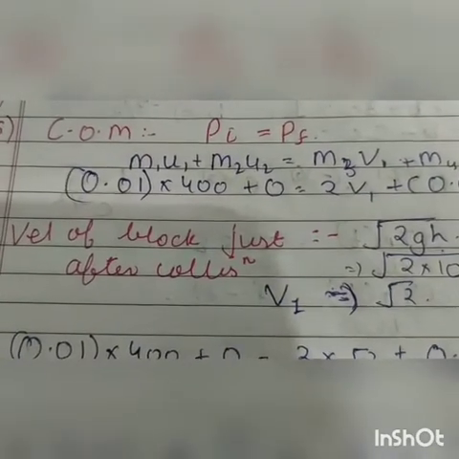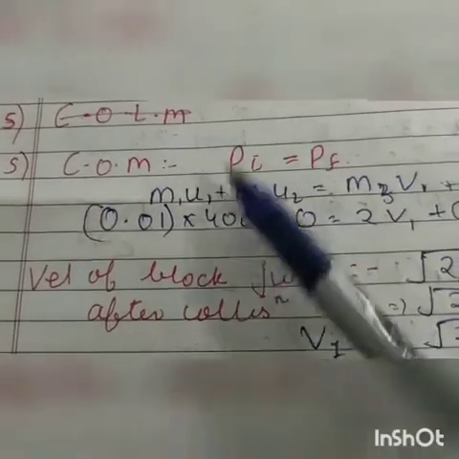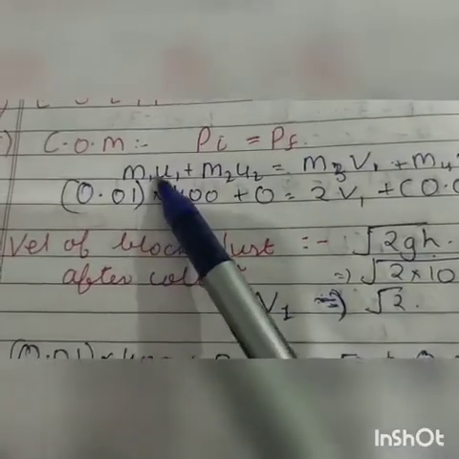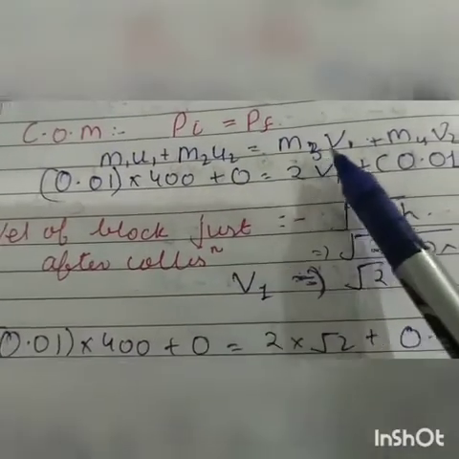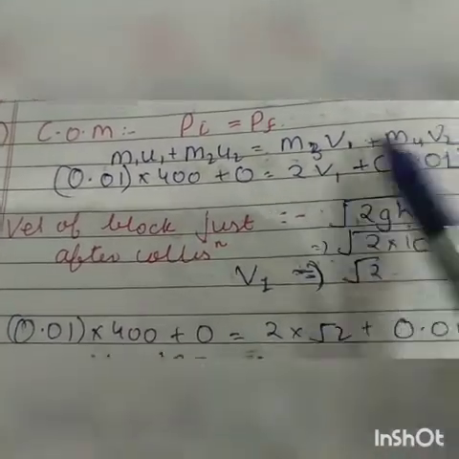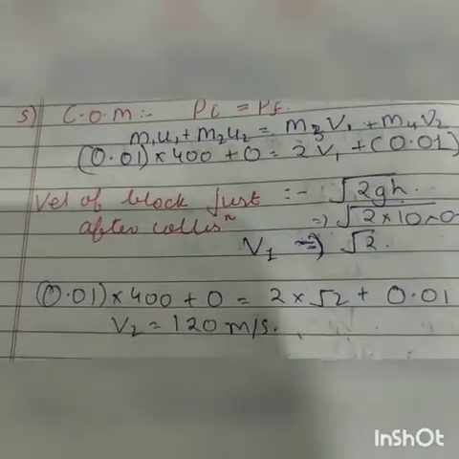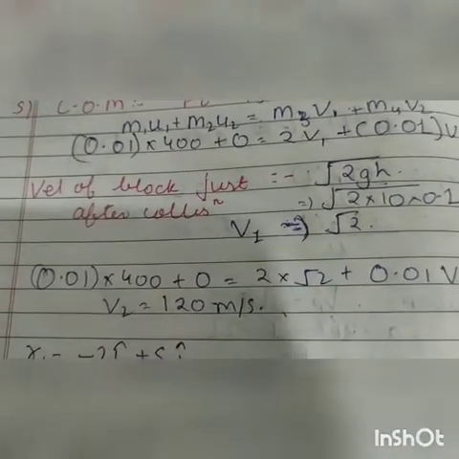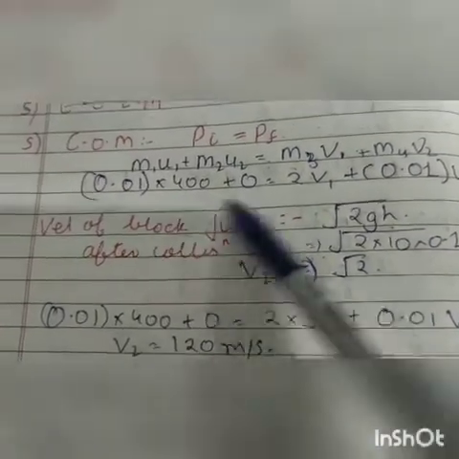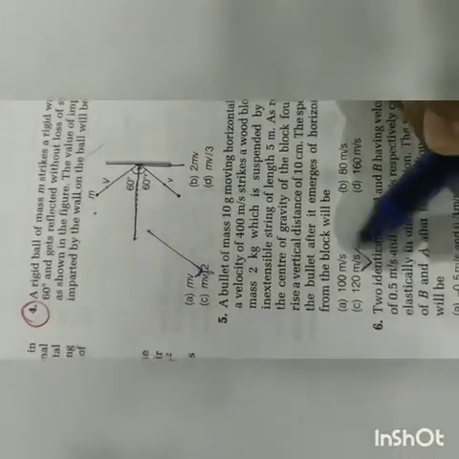As we know, we have conservation of momentum, initial momentum is equal to final momentum. So here it will be m1 u1 plus m2 u2 is equal to m1 v1 plus m2 v2. So here we will just put all the values. And we also know that velocity of block just after collision is root 2 gh. So from here we get the value of v1. We will put it in this equation and we get 120 meter per second. So this is our correct option, as we can see.